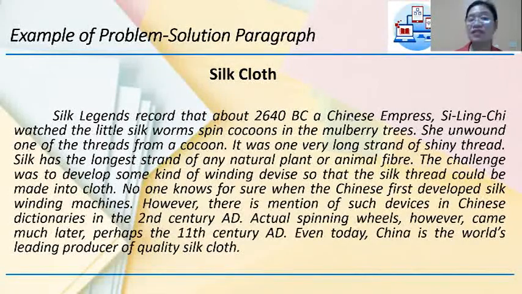Silk has the longest strand of any natural plant or animal fiber. So the challenge was to develop some kind of winding device so that the silk thread could be made into cloth. Okay. So no one knows for sure when the Chinese first developed silk winding machines. However, there is mention of such devices in Chinese dictionaries in the 2nd century AD.